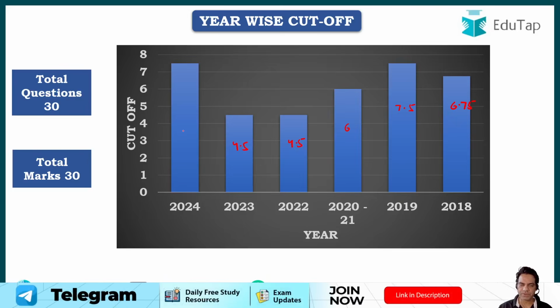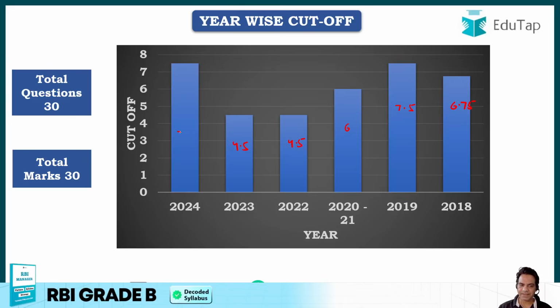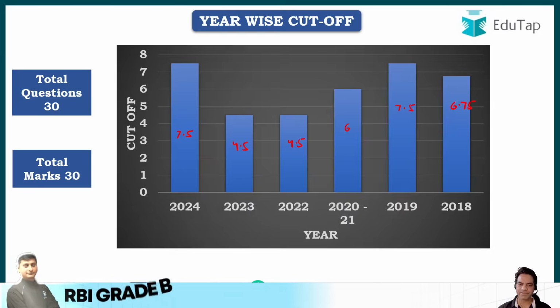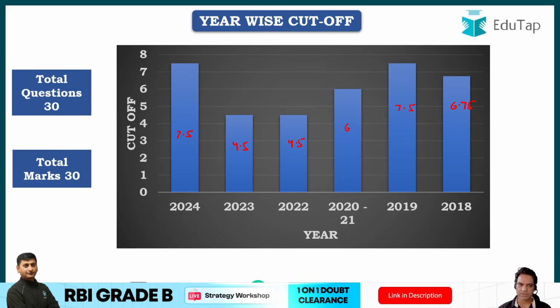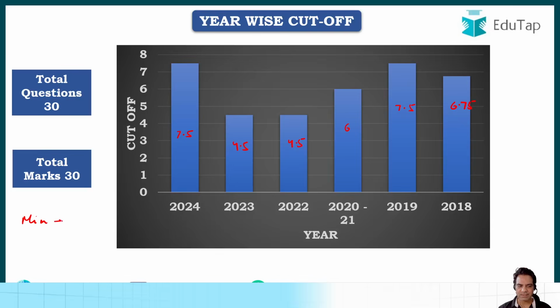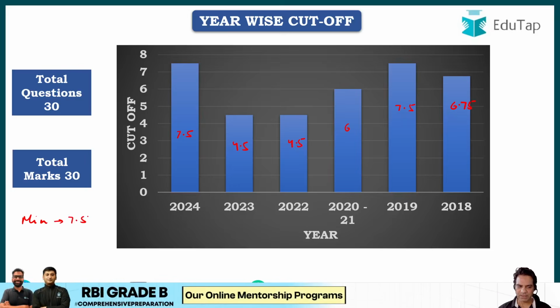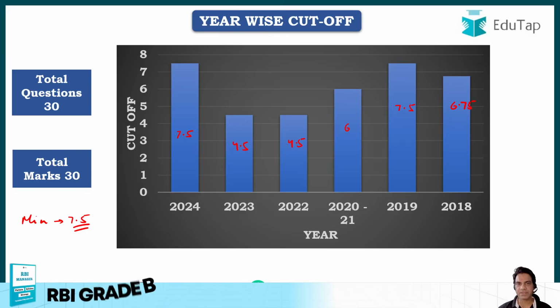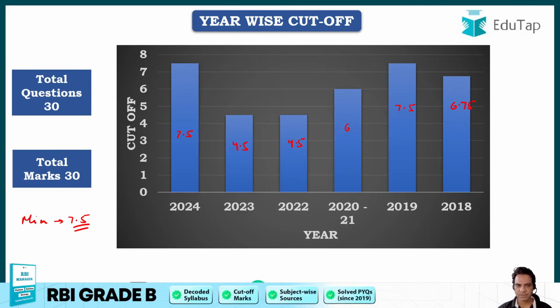And in 2024, because the number of seats was very few, the cutoff went high and it went up to 7.5. So guys, in the last 7-8 years, the highest cutoff that we have seen is 7.5 and the lowest being 4.5. So our minimum target score should be at least 7.5 or 8 marks. You can say that is the bare minimum that you have to target, just to get across the mark. But that would not be enough to meet the aggregate cutoff for all the sections. So you need to score well.